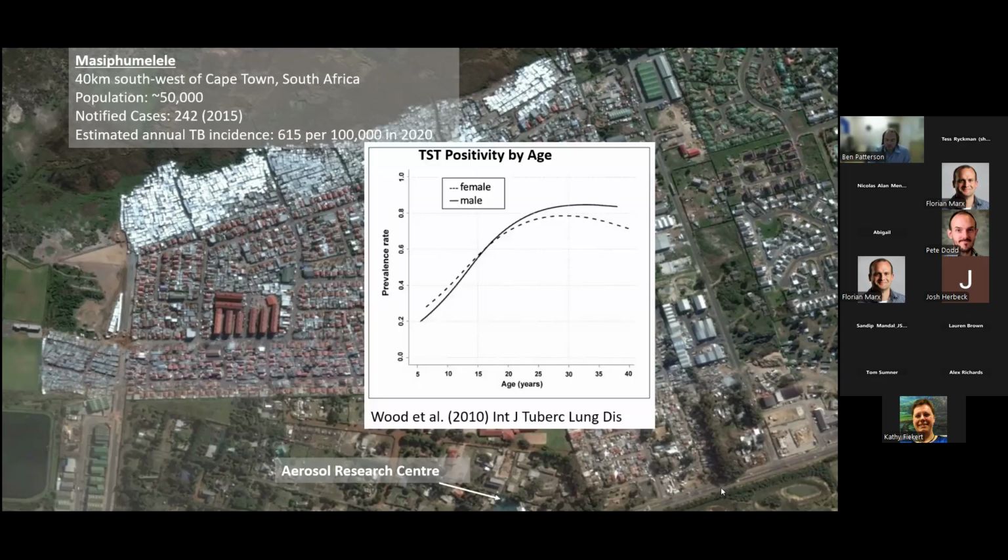There's been quite a lot of work that's already been done in this township. This is from a study in 2010, a cross-sectional TST study, and it established a very high force of infection of, I think, something like 7%, peaking in adolescence around age 15. So we know there's a great deal of TB and there's a great deal of transmission.